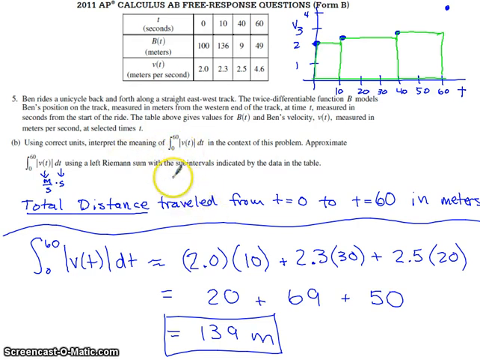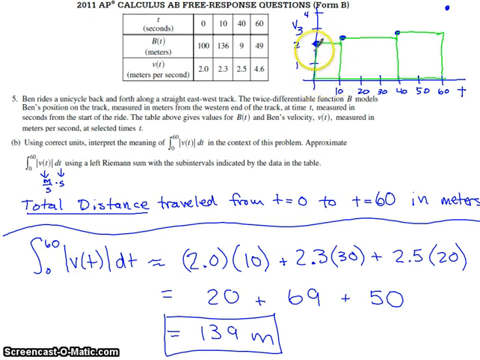What we want to do is estimate the value of this integral using a left Riemann sum with subintervals indicated by where we have our data points. So I went ahead and plotted my velocity function. So I plotted my point at (0, 2), my point at (10, 2.3), and so on. And if I wanted to estimate the value of this with a left Riemann sum, I was going to draw in my rectangle. So here's my first subinterval.